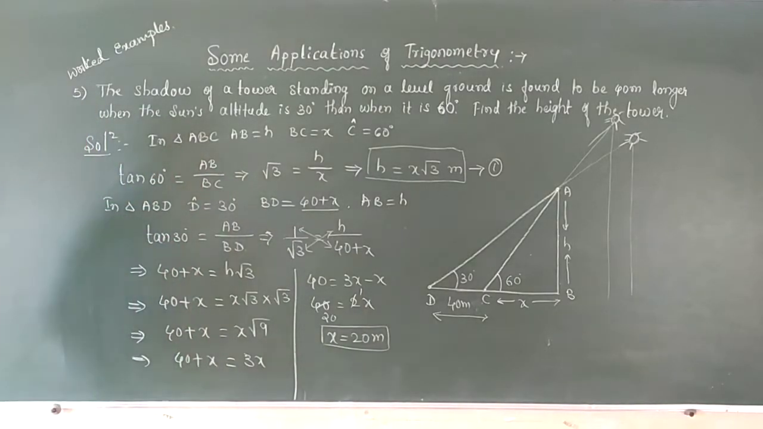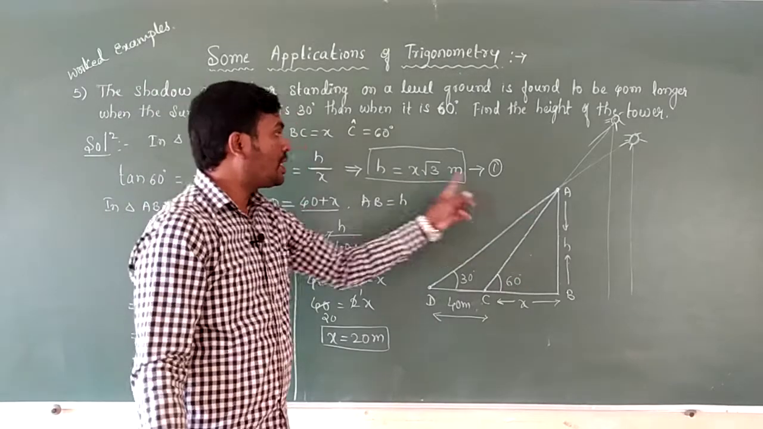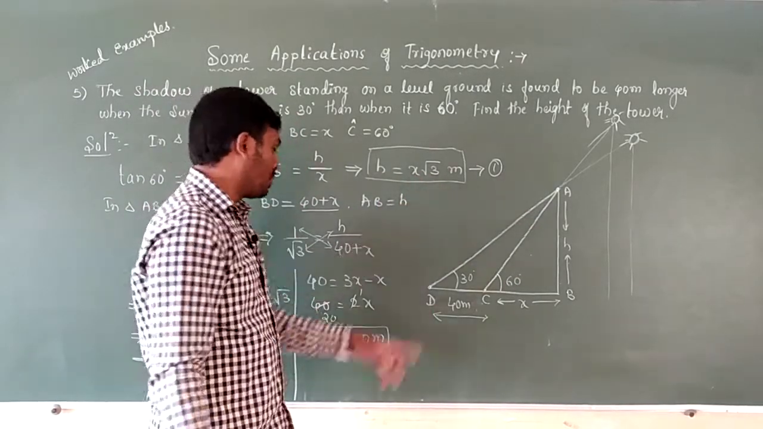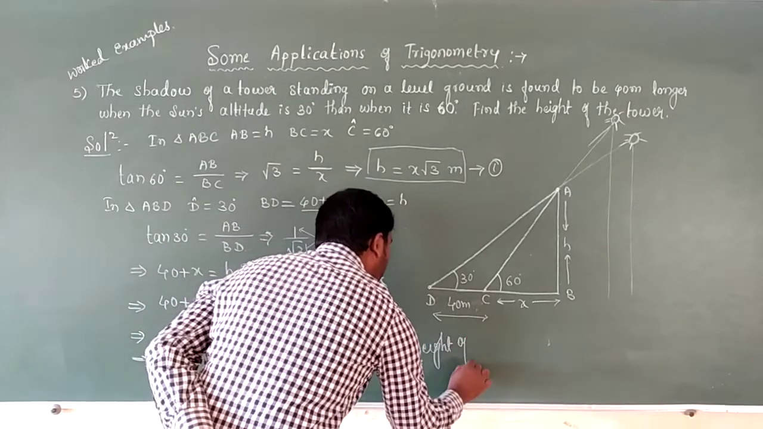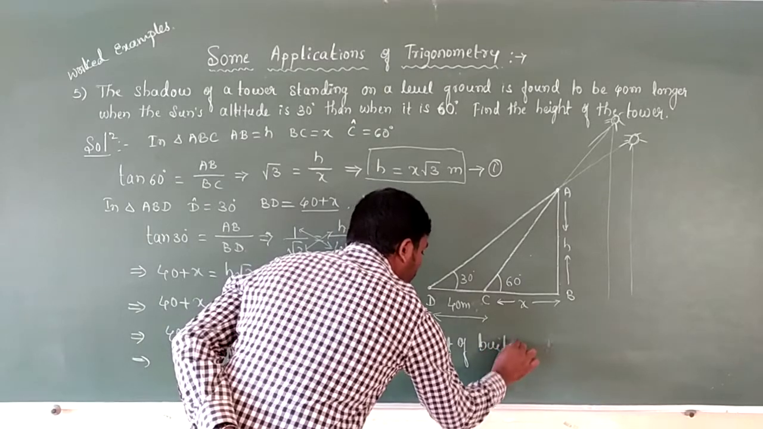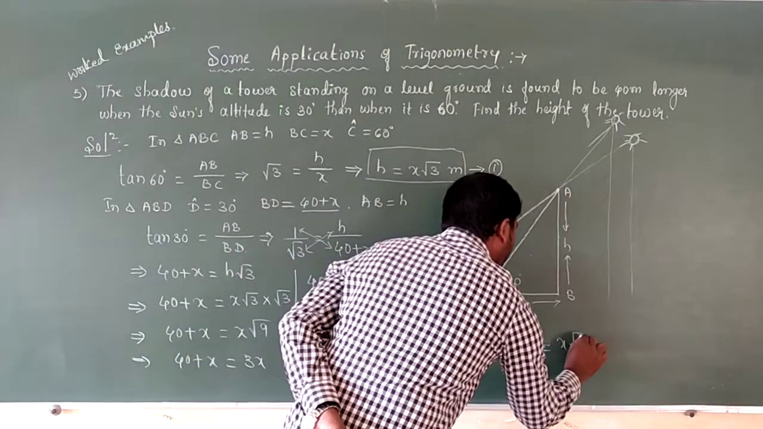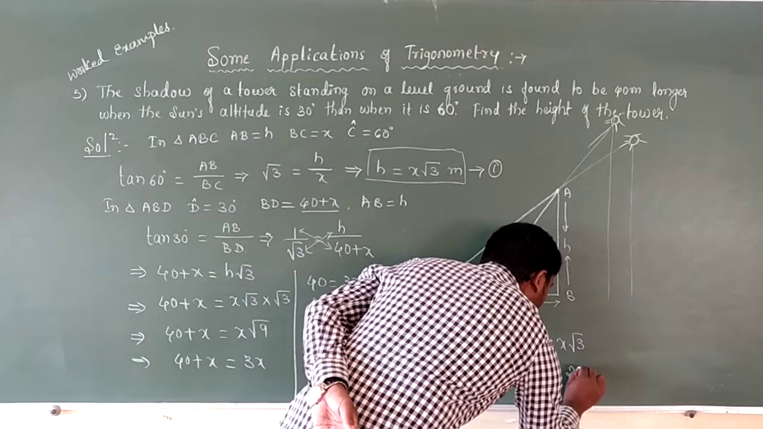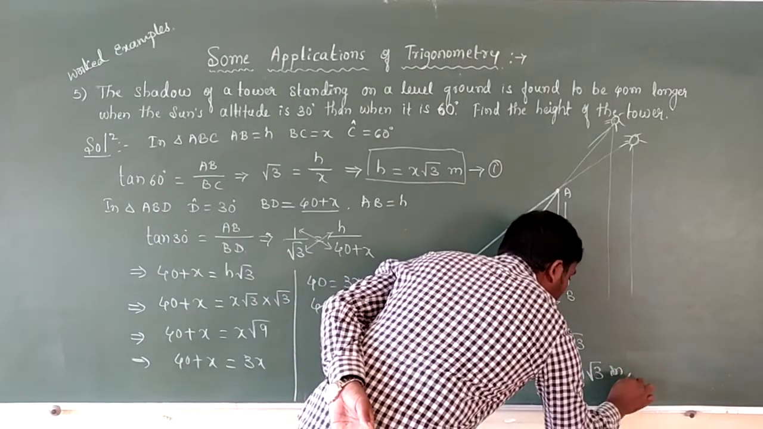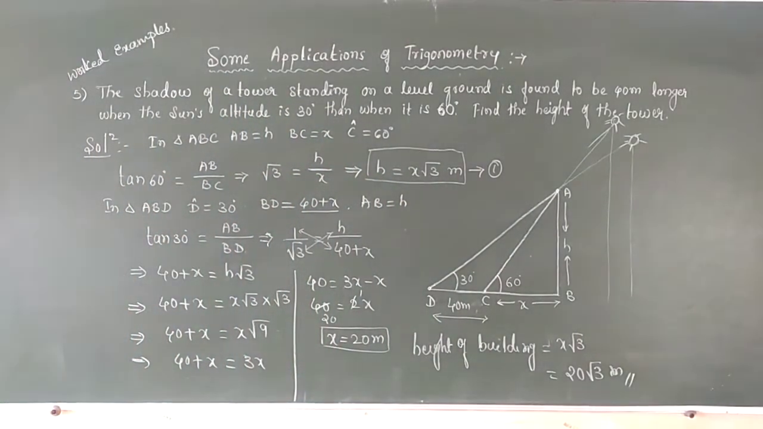X is equal to 20 meter. Even though we don't know the height of this building, here we have taken the height of the building as h. H is equal to what here? X root 3. So the height of the building is equal to x root 3. What is the value of x? X is 20. So 20 root 3 meter is the height of the building. So let us go for the next problem here, children.